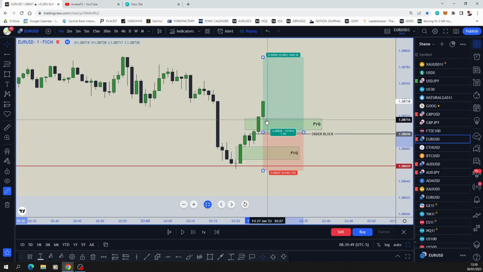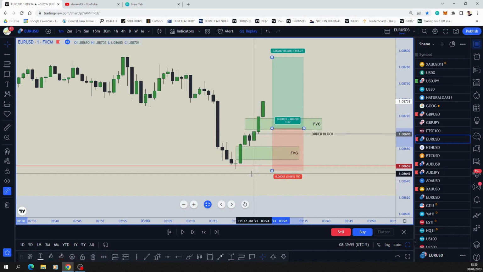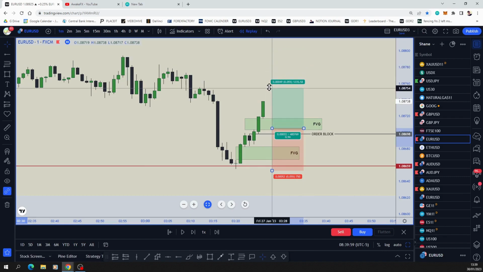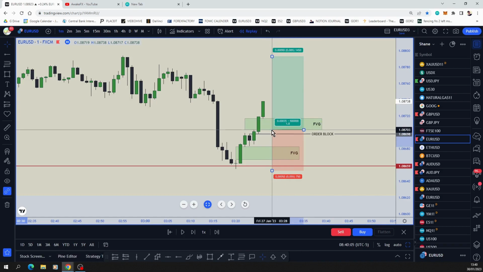Price could just come into the fair value gap. So it's about looking at a place to enter, but making sure your stop is below the low and making sure that you're going to get at least a 2-to-1 reward to risk ratio. So you can see the reward to risk here is 1.69. That's not good enough. I want at least a 2-to-1. So I'd be looking maybe at an entry somewhere there around the order block level, maybe just below this fair value gap.